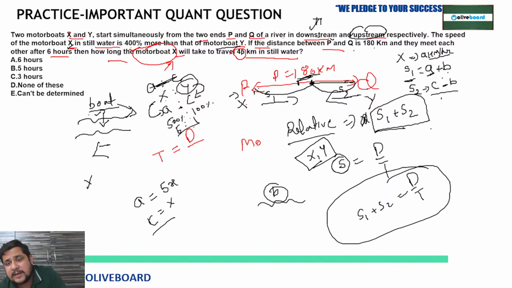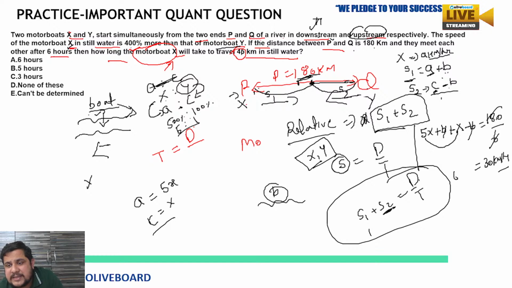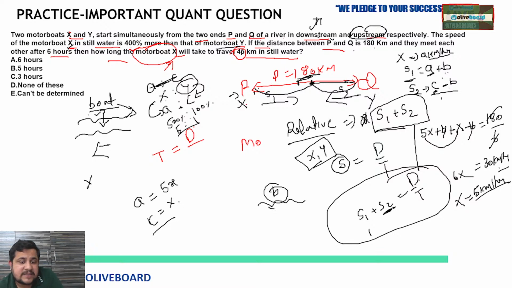Now we will put down the values. S1 is A plus B, where the value of A is 5x, so 5x plus B, plus S2, the speed of the boat upstream, that is the value of C, which is x, minus B, equal to distance 180 upon 6. So this would be 30 kilometers. B and B cancel. 5x plus x means 6x equals 30. So x would be equal to 5 kilometer per hour. Then the speed of boat X in still water would be 5 into 5, which means 25 kilometer per hour.